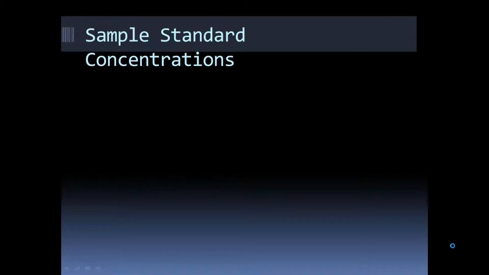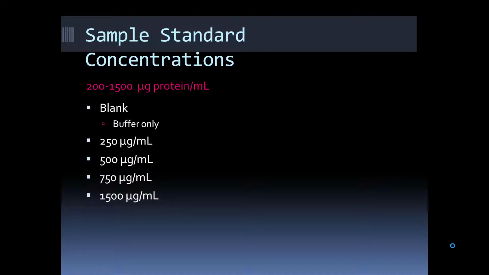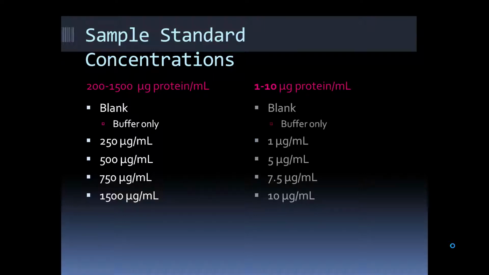Some sample BSA concentrations to use depending on the apparent concentration of the protein are as follows. For protein concentrations from 200 to 1500 micrograms of protein per milliliter, suggested BSA standard solution concentrations are 250, 500, 750, and 1500 micrograms per milliliter. For protein concentrations from 1 to 10 micrograms of protein per milliliter, suggested BSA standard solution concentrations are 1, 5, 7.5, and 10 micrograms per milliliter.